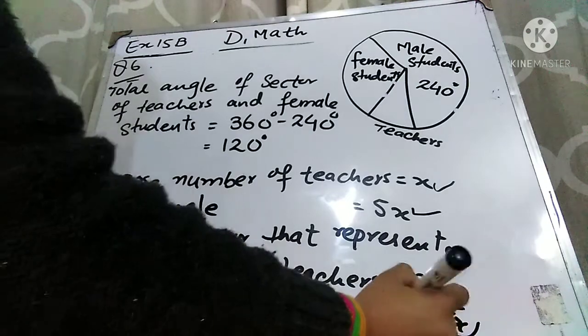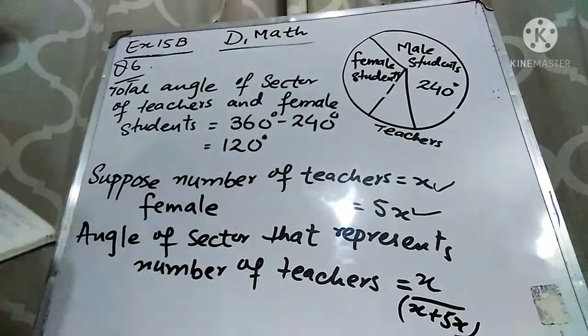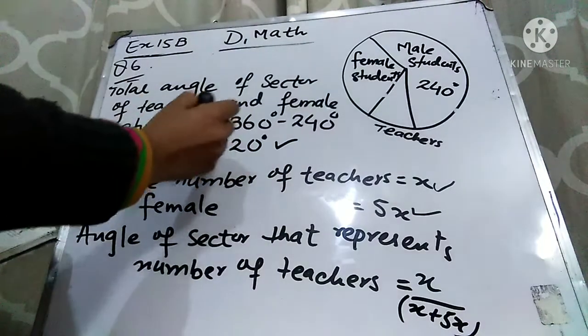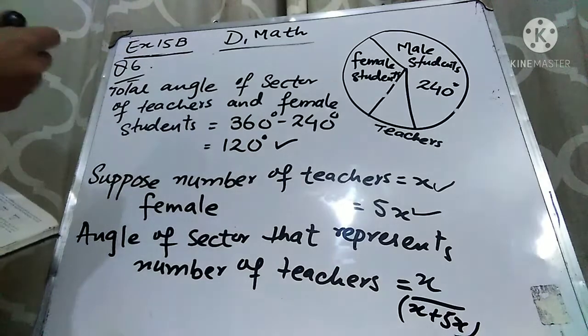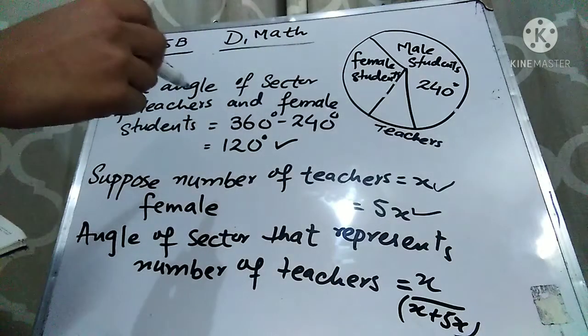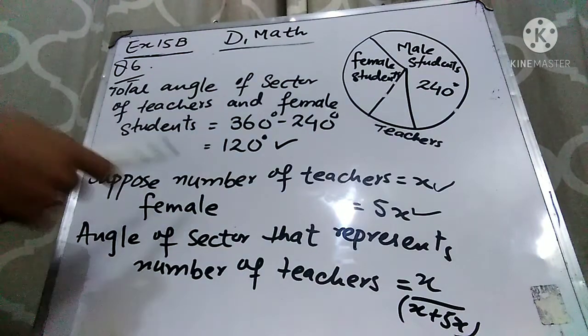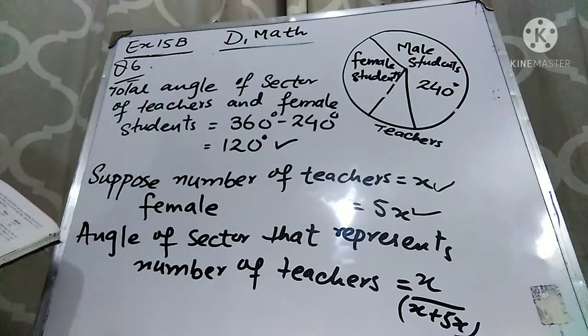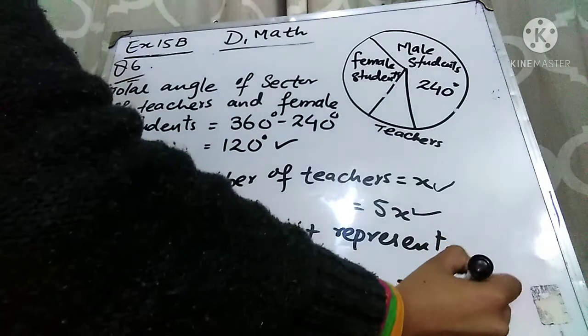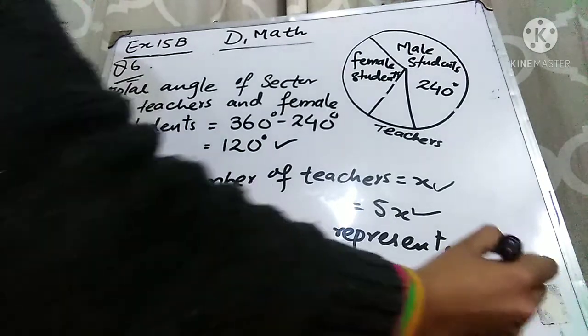As we are confined to the teachers and the female students, male students are not included. So we will just multiply with this angle. We will not multiply with 360, because we multiply with 360 when male students are also included. Here they are talking about female students and teachers, so that's why we have found the angle, which is 120. So I'll multiply it with 120 degrees.